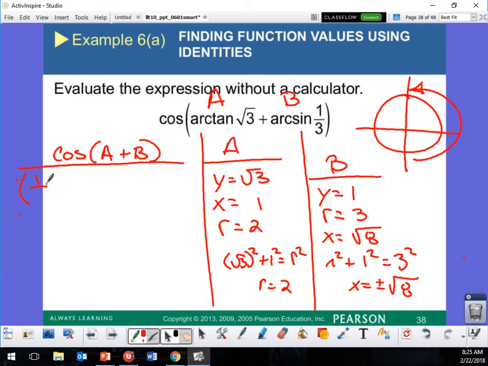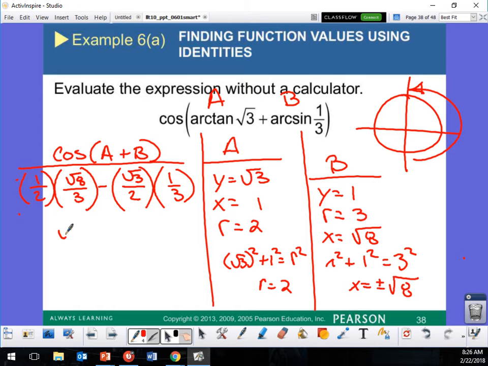2. Cosine of the second one, rad 8 over 3, right? Minus sine of my first one, rad 3 over 2. Sine of my second one, 1 over 3. So right here, I'm going to have rad 8 over 6 minus rad 3 over 6.